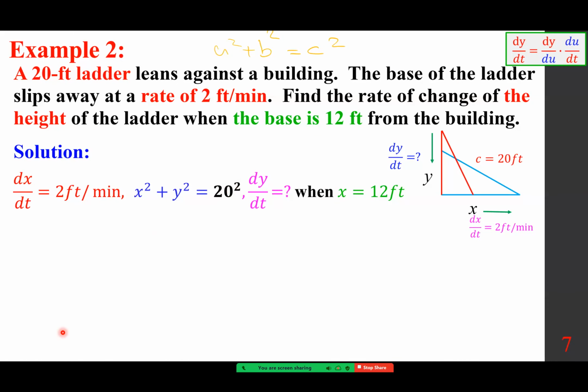Of course, 20 squared is 400, but it makes no difference when you differentiate it. So we are going to differentiate both sides of this with respect to t. So this gives you 2x dx/dt. This gives you 2y dy/dt, and this one, regardless of the number, gives you 0. And we are looking for dy/dt. So we can plug in everything, but before we can, we notice we have x, but we don't have the y value.